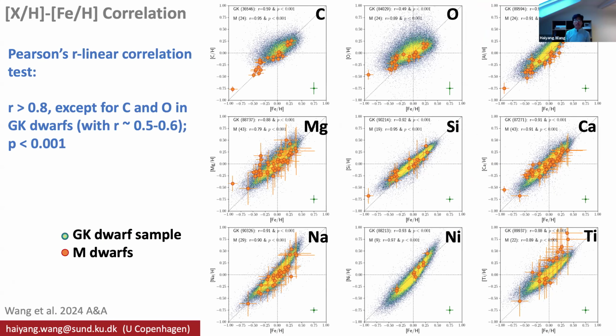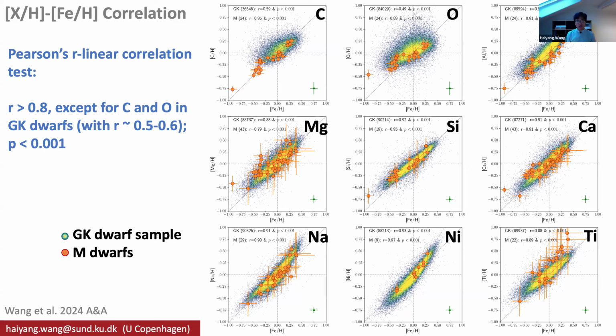So now we have had our M-dwarf data set as well as the GK-dwarf data set. Then we started to do the comparison in the preliminary phase. First we did the Pearson R linear correlation to test if there are indeed correlations between the [X/H] over [Fe/H].